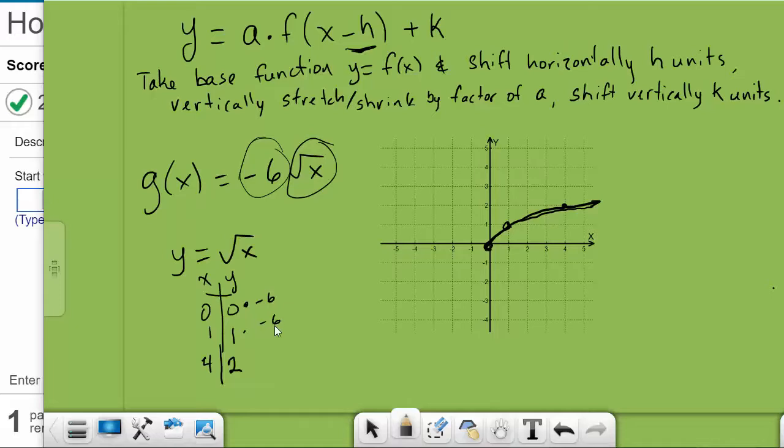And then for the -6, the way I do it is I just take each y coordinate and times it by -6. So the negative part flips it over. This is going to go to 0, 0, 1, -6, 4, -12. Obviously my graph's not big enough, but this 1 times -6 would be down here. Let me change it to red. 0, 0 stays there. This will go down to -12. And then basically it stretches it and the negative flips it over.